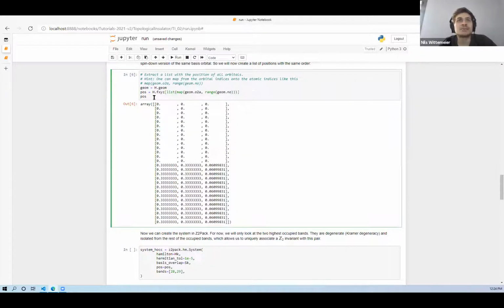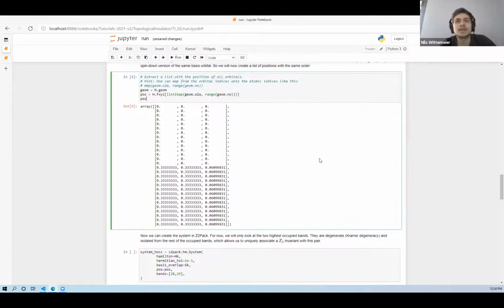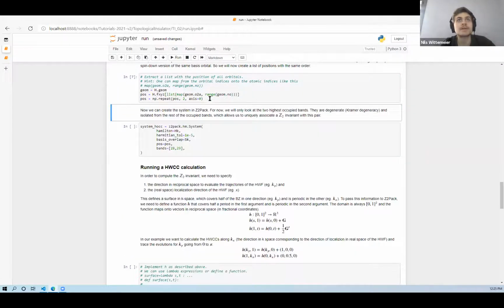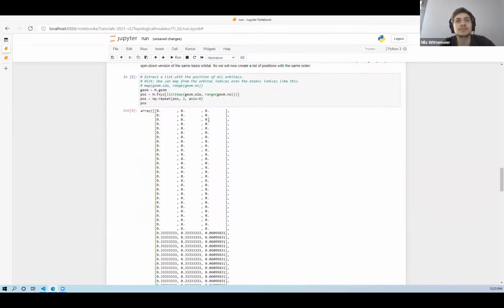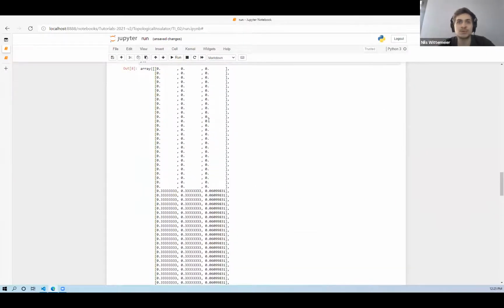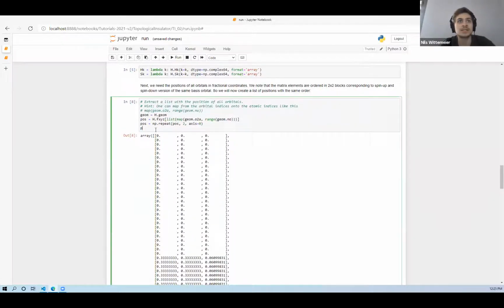There's one more thing we have to do before we're done. Here we're dealing with a system where we have spin-orbit coupling, and that means each of the orbital blocks is blown up into a 2x2 submatrix of the Hamiltonian instead of just a single Hamiltonian element. We have to repeat this list twice. Position twice along the axis 0, I think. Now we still have the same list, just twice as long in each of the blocks, and we have all the positions of the orbitals correctly. That's the last thing we needed to get started.